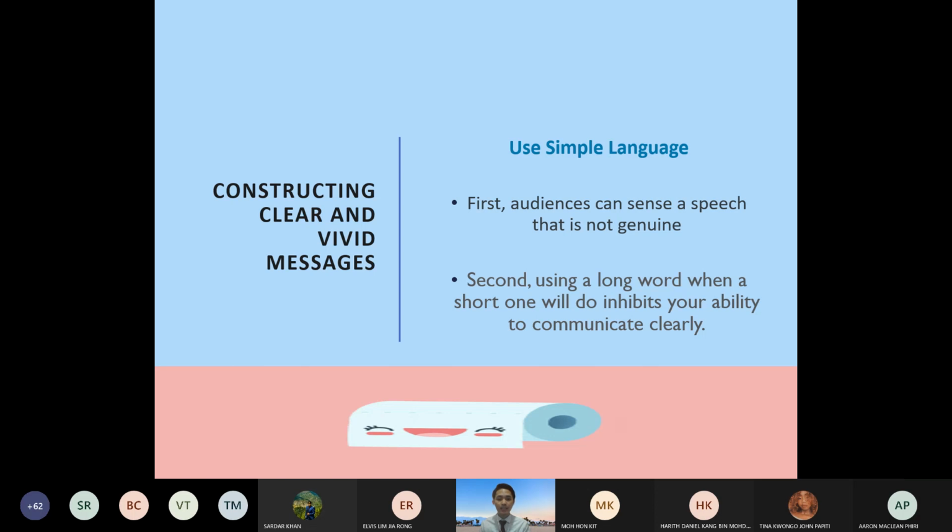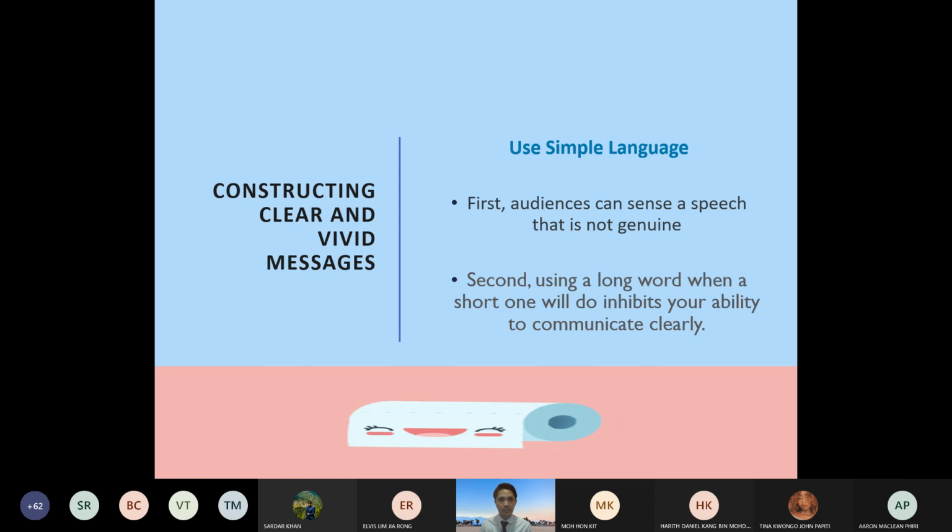After that, avoid using a long word when a short one will do, because it can inhibit your ability to communicate clearly. A lot of times we use more complicated words thinking that it's going to increase communication effectiveness, but it's not always the case, because if you are using complicated words and your audience cannot understand, it's not an effective use of language.